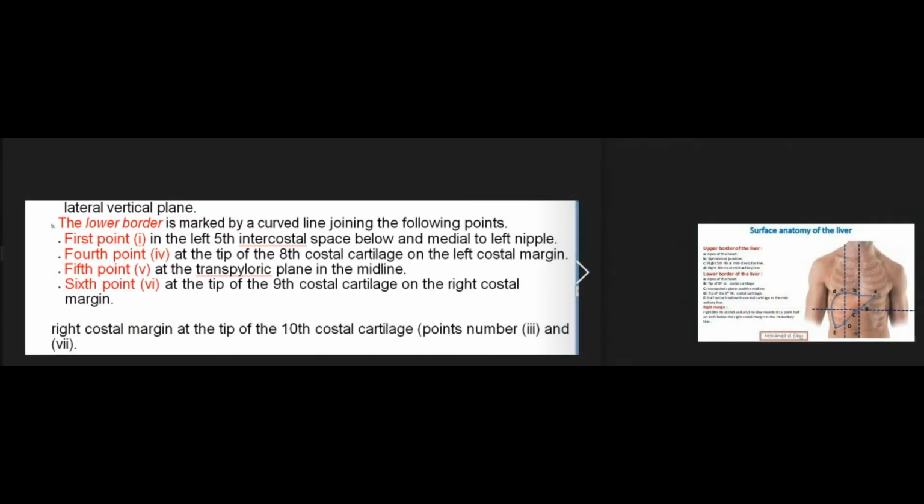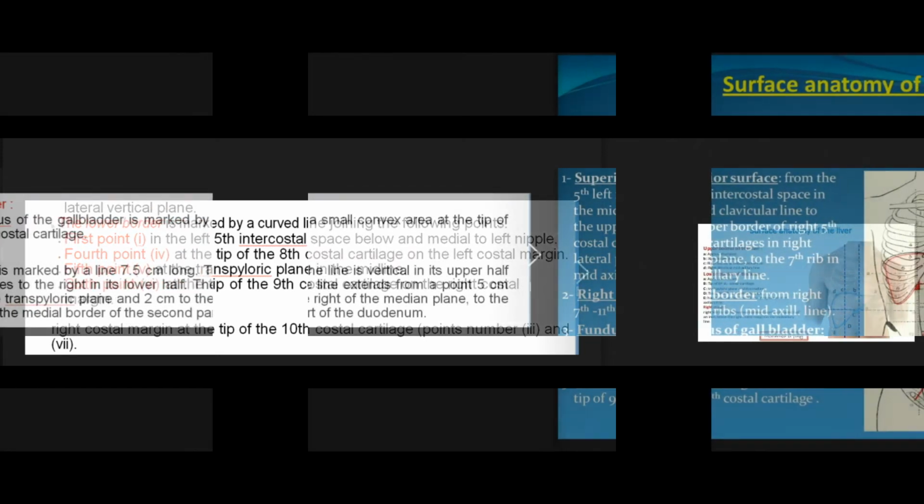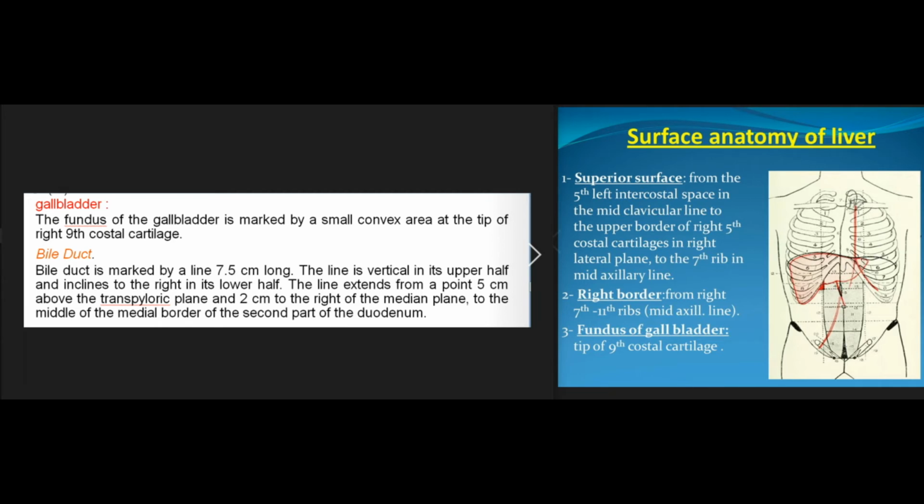B. The lower border is marked by a curved line joining the following points. First point, 1, in the left fifth intercostal space below and medial to left nipple. Fourth point, 4, at the tip of the 8th costal cartilage on the left costal margin. Fifth point, 5, at the transpyloric plane in the midline. Sixth point, 6, at the tip of the 9th costal cartilage on the right costal margin. Seventh point, 7, on the right costal margin at the tip of the 10th costal cartilage. Points number 3 and 7. Gallbladder. The fundus of the gallbladder is marked by a small convex area at the tip of right 9th costal cartilage.